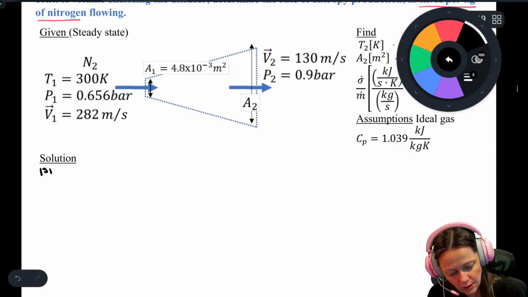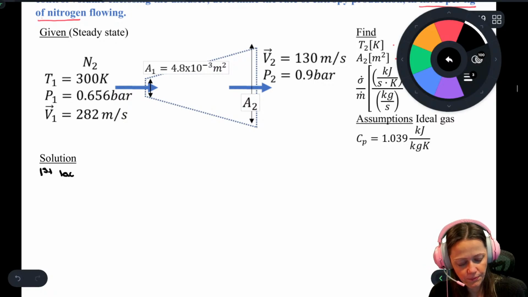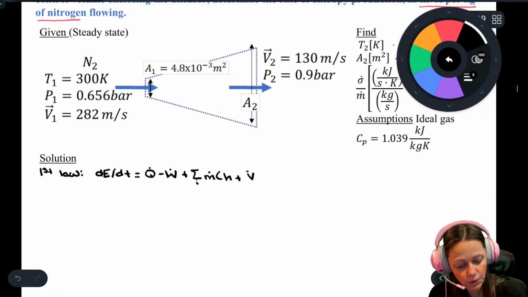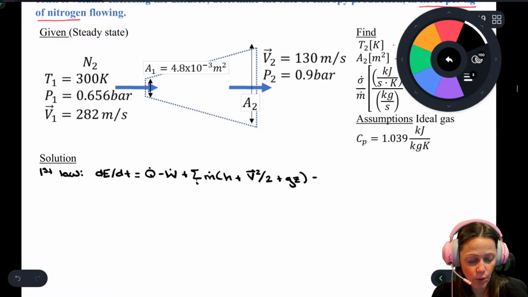So our first law for an open system: dE/dt is Q dot minus W dot plus the sum of stuff coming in. I will go ahead and write out the kinetic energy terms because I know those are not going to go away for a diffuser. Those are not something that I want to ignore.